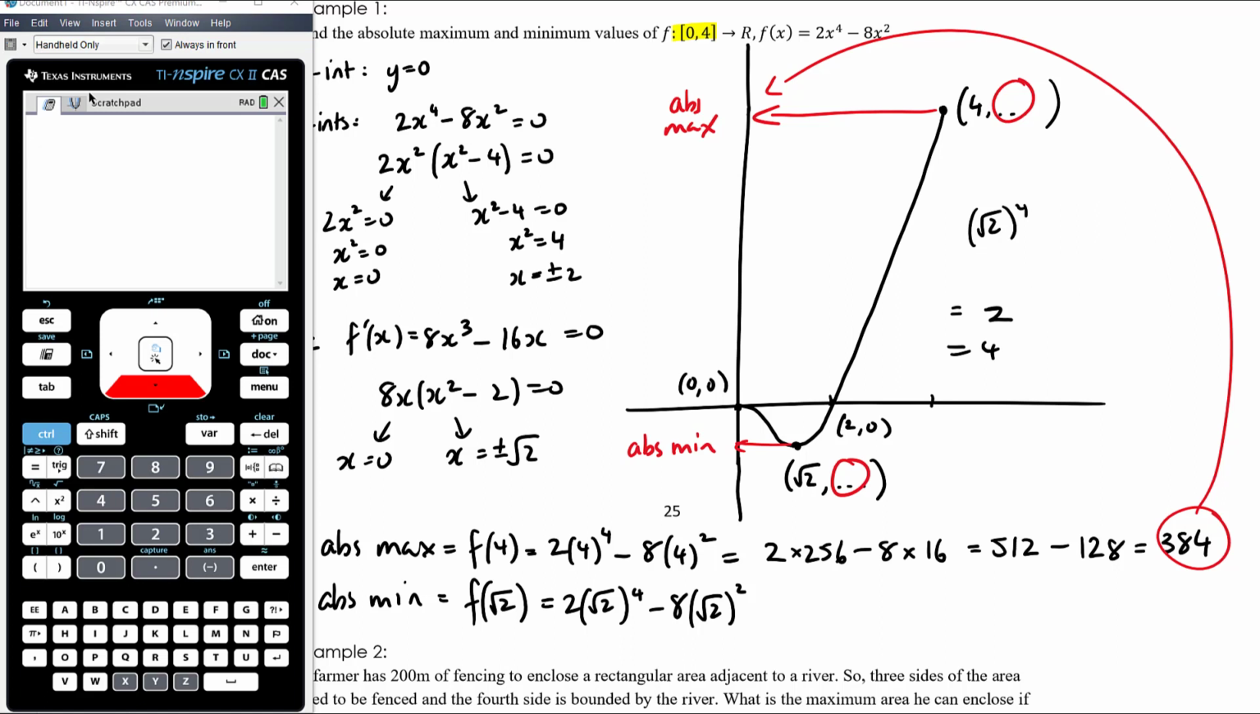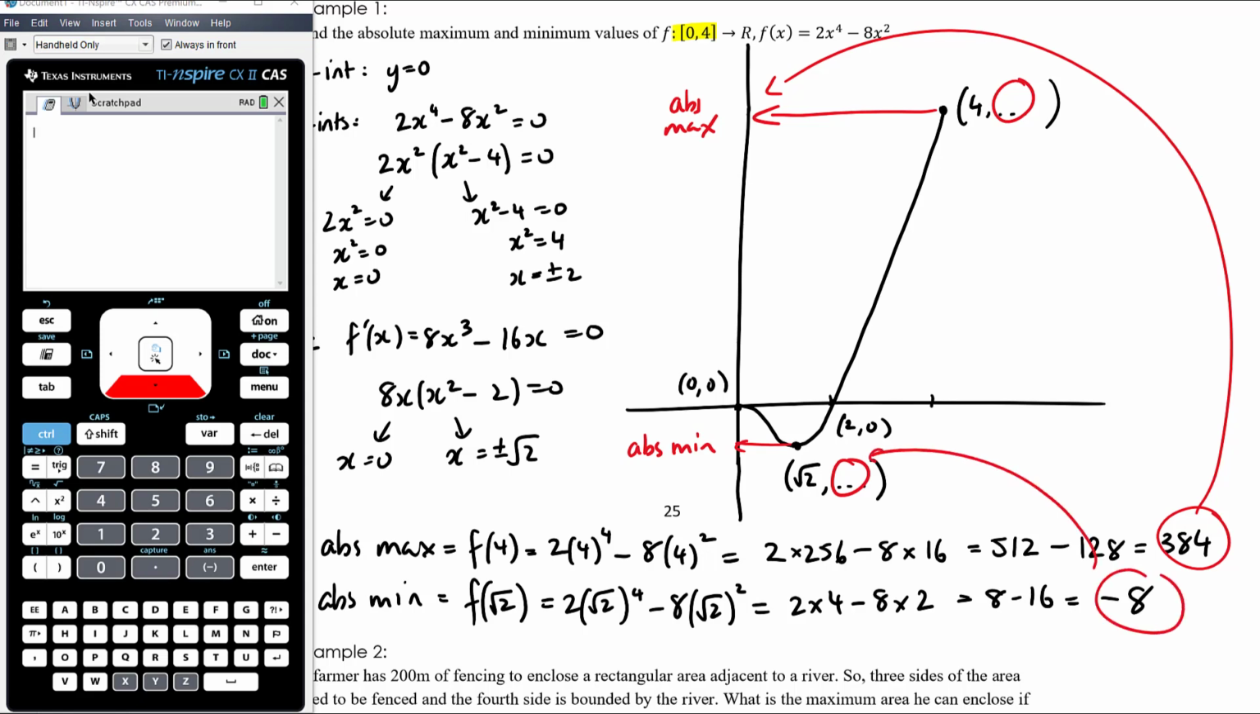The other way you could think about this is using fractional indices. So root 2 is 2 to the power of a half, that to the power of 4, multiplying those powers, half times 4, so we get 2 squared, which is 4. Okay, so root 2 all to the power of 4 is 4. So that's going to be 2 times 4 minus 8 times, obviously root 2 squared is 2, so that's 8 minus 16, so it is negative 8. Okay, and so that is our minimum value.